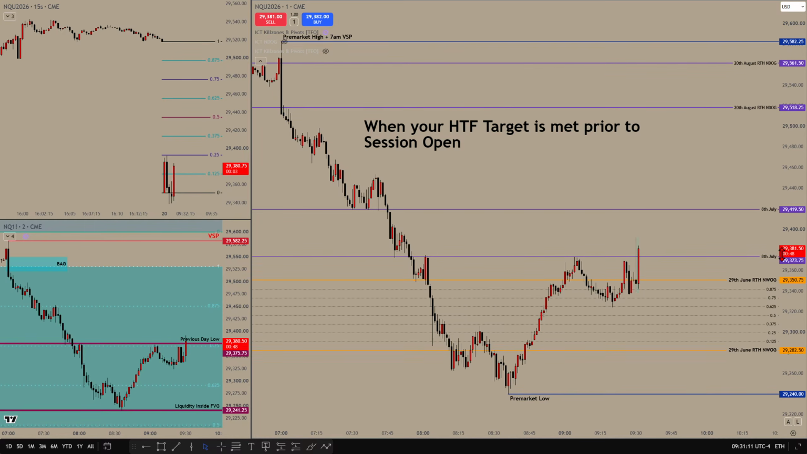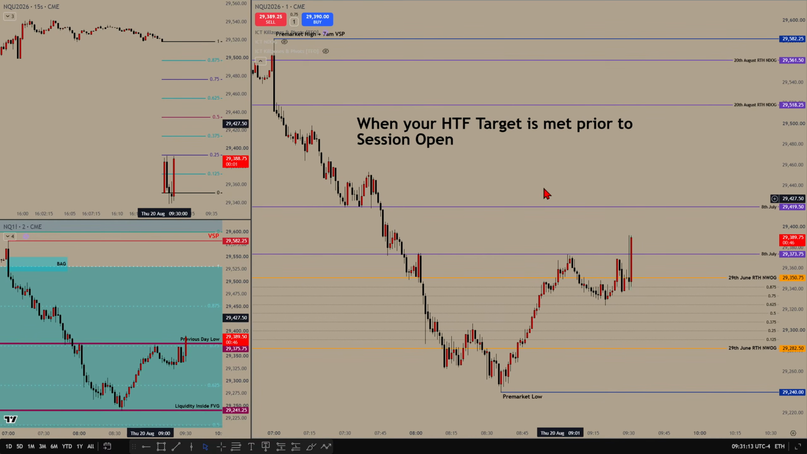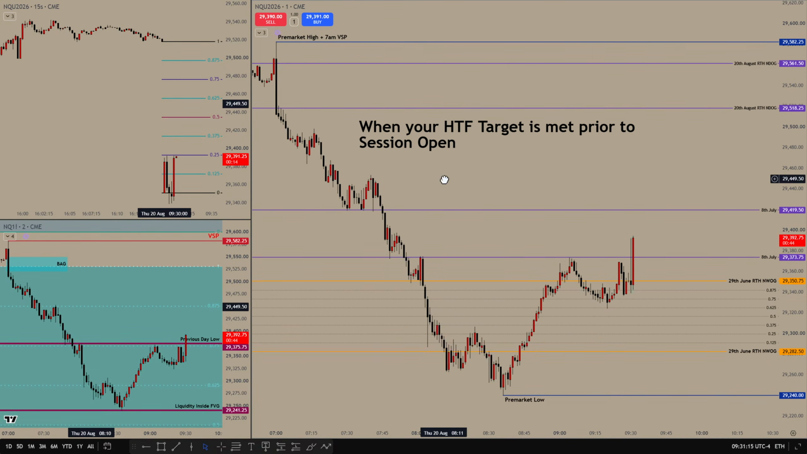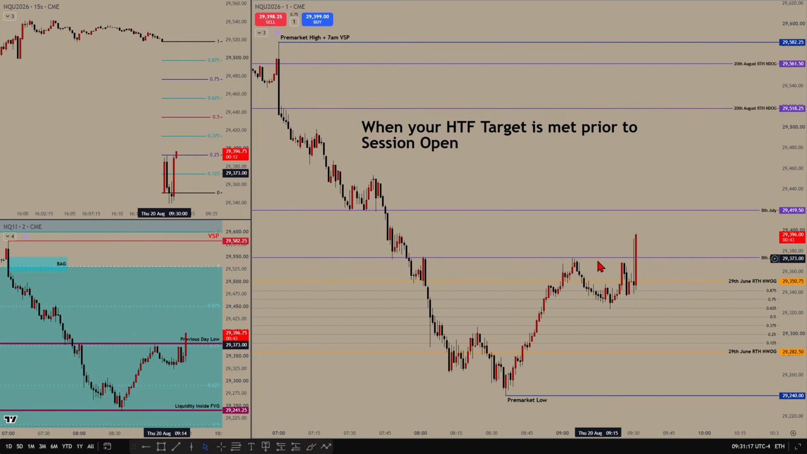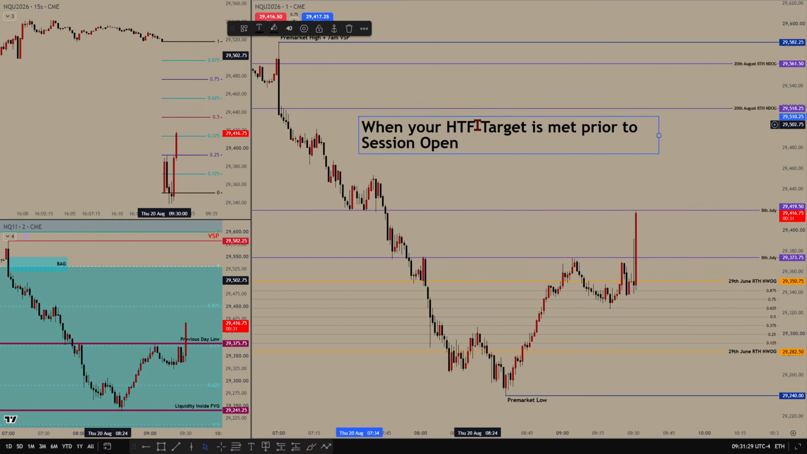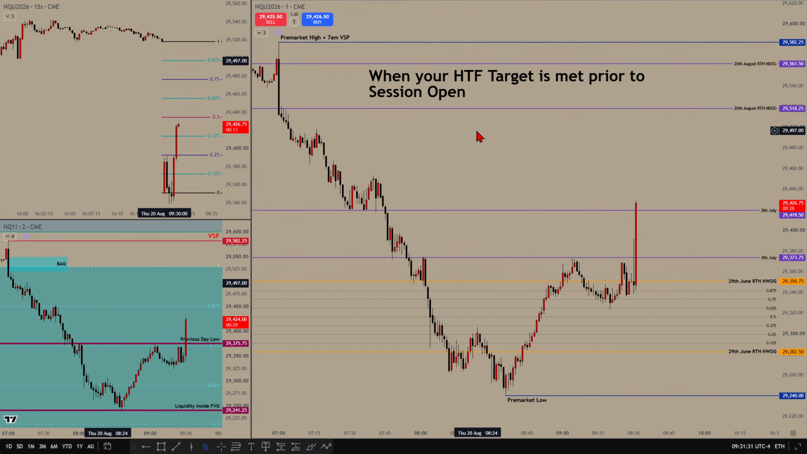Okay, and now I'm going to explain. Well, it's not going to be like a 5 minute explanation. It's going to be the rest of the session. It's going to be what you do when your high time frame target is met prior to the session open. So we already hit our daily chart liquidity objective. We only have to look at the lower time frame now, basically.